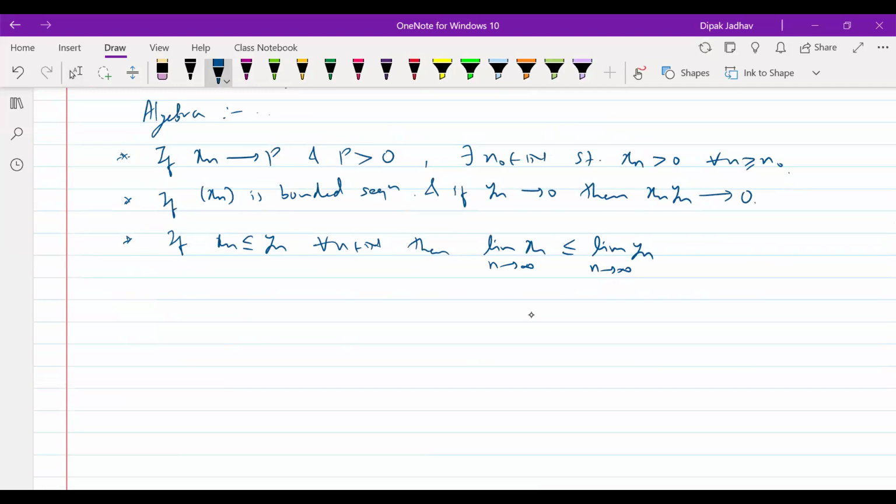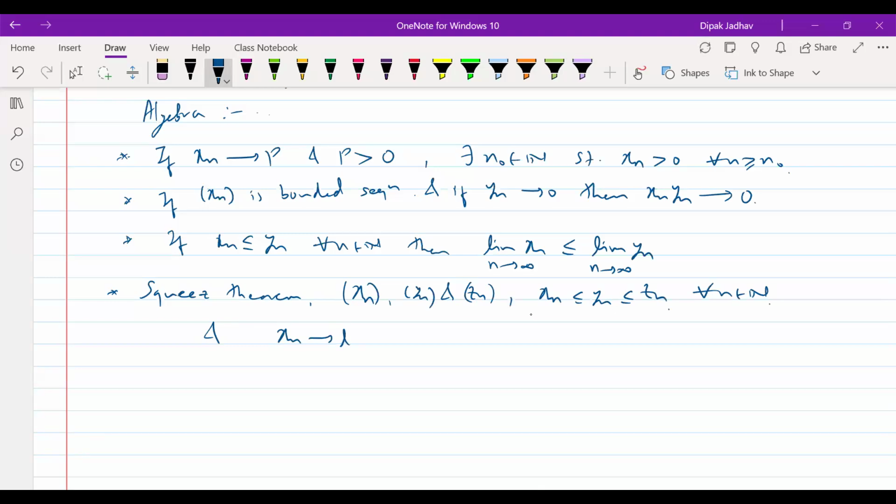Then we study a famous theorem like the squeeze theorem, sometimes also called the sandwich theorem. Related to sequences, we have three sequences xn, yn, and zn satisfying a relationship xn less than or equal to yn less than or equal to zn for all n in N. And you also know that xn converges to L, zn also converges to L. Then yn is a convergent sequence and converges to L. That's the sandwich theorem.